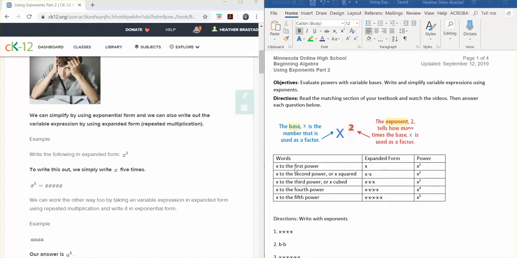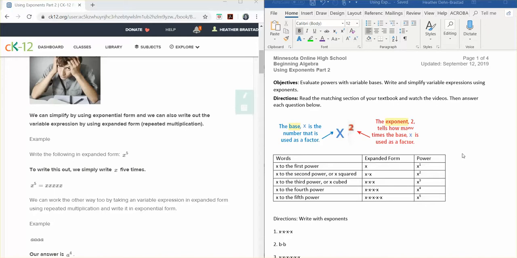And here's some examples. X to the first power, we usually just write that as x, but we could write it as x to the 1. X to the second power, we can call that x squared. If you're going to use expanded form, that would be x times x, and that's x squared.